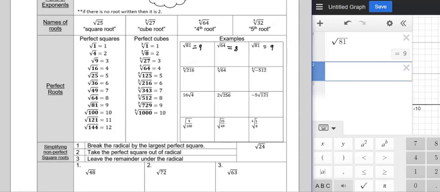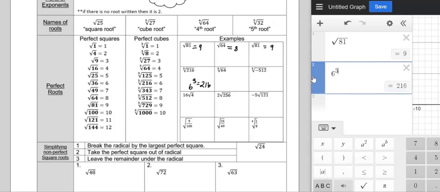This one is saying cube root of 216. So we have to think of a number that when I cube it, I get 216. So what number would that be? That number on my chart is 6. 6 cubed is 216. If you don't believe me, I'll put it in Desmos. See?